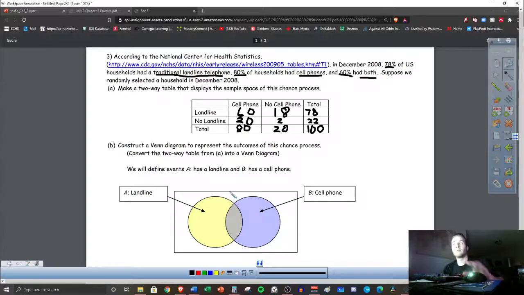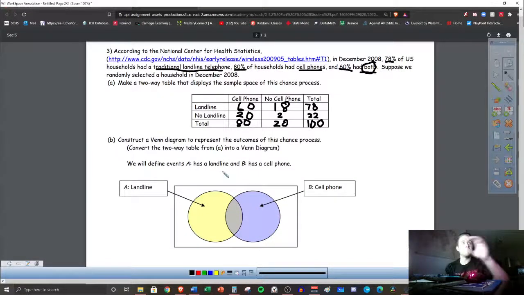Okay. So the real thing to understand here is that this both means it's in the intersection. This 60 goes here. And then the overall percents or probabilities here go into the total column. Okay. Now, how do we transfer that into a Venn diagram? Well, in this center section, that's the intersection. That's where both events happen. So this both is going to go there. So we're going to put 60 here.